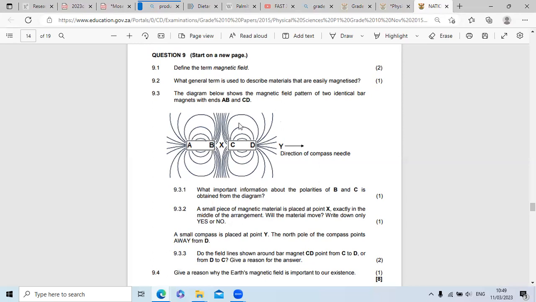So they ask, what is the general term used to describe materials that are easily magnetic? In class, can you try to answer it? I'm not sure if you know it, but did your teacher explain what objects that can easily be affected by a magnet are described as? No.